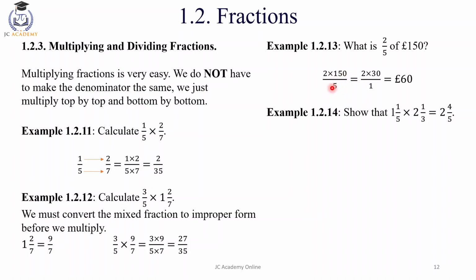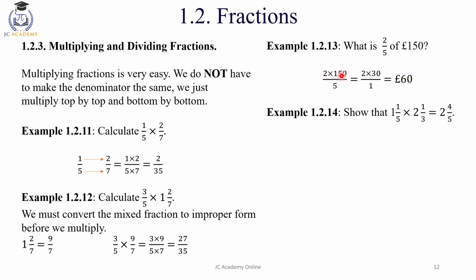But if we want to be smart, once we write 2 times 150 over 5, we can notice that 150 divided by 5 is actually 30, because 5 goes into 150 30 times, and that will leave just 1 at the bottom. So that makes our calculations a bit easier. So we have 2 times 30 is equal to 60. That means 2/5 of £150 is £60.